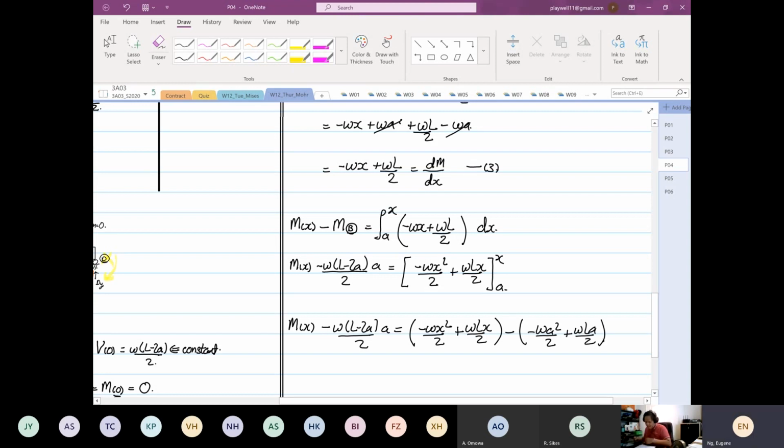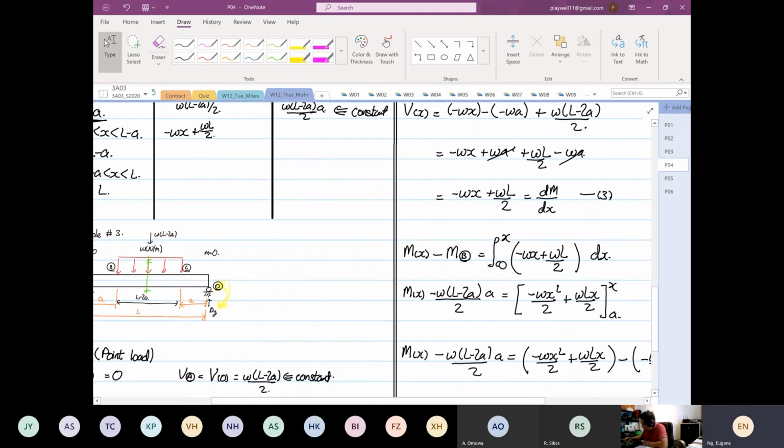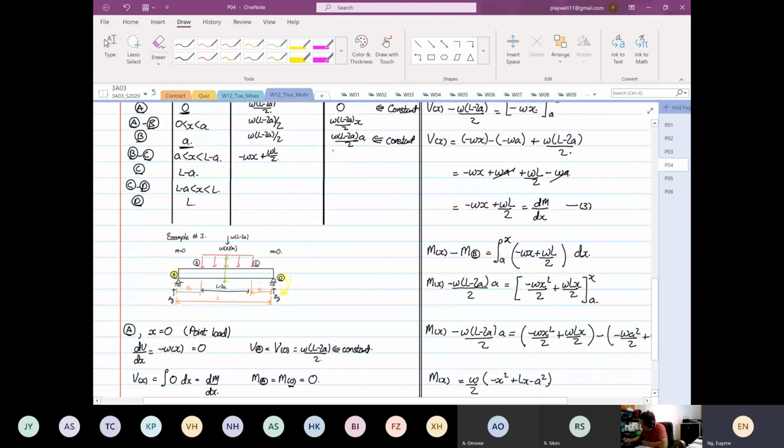So I'm not going to waste your time. Finally, when you simplify this, okay, remove all the brackets, you have M as a function of x equal to omega over 2 times (minus x squared plus Lx minus a squared). So you have over here, right? This will be equal to omega over 2 times (minus x squared plus Lx minus a squared). Okay, so the procedure repeats itself.